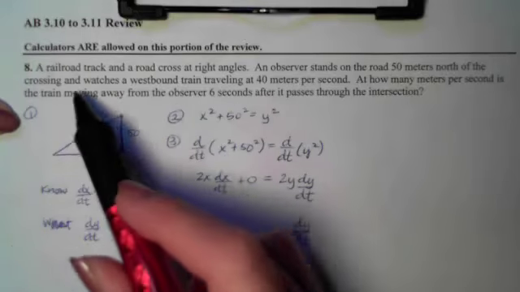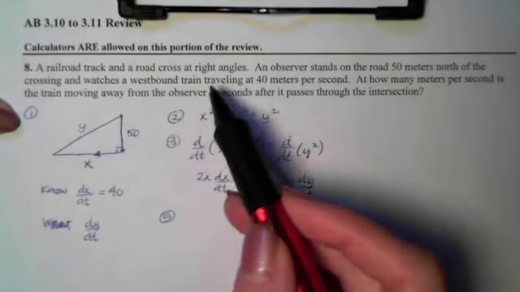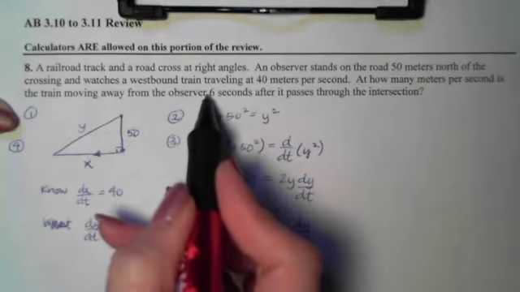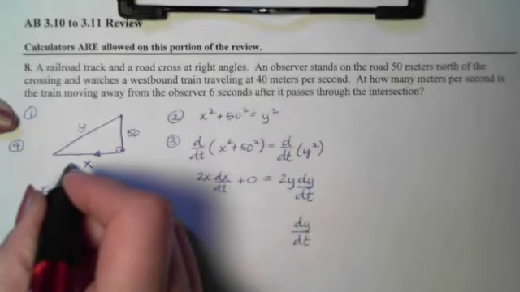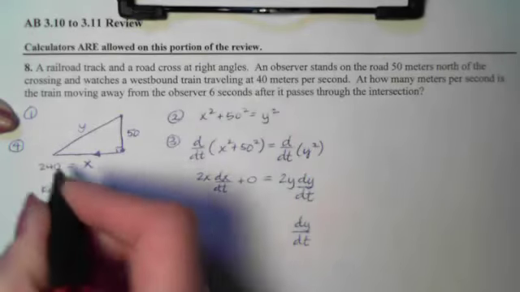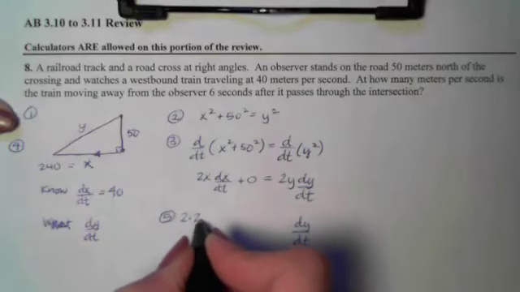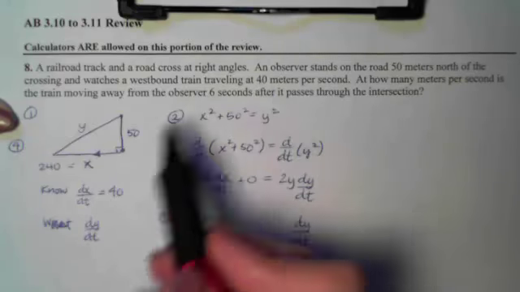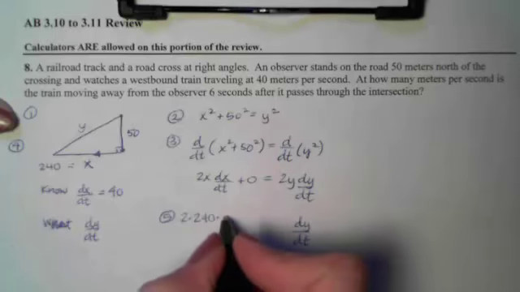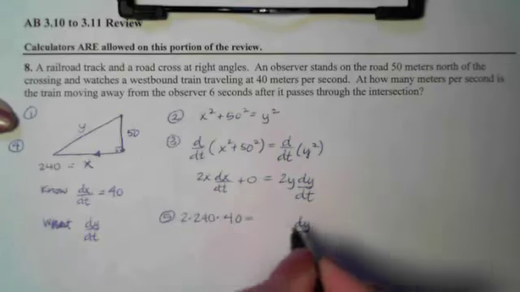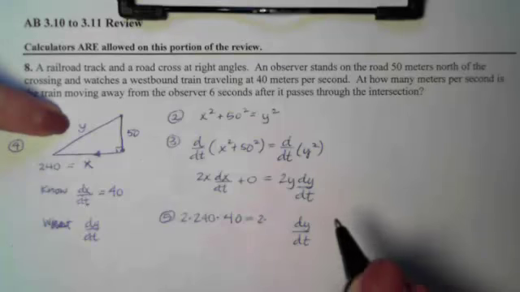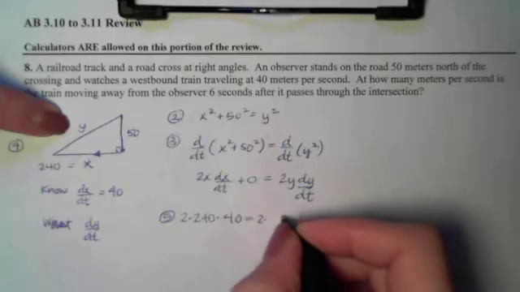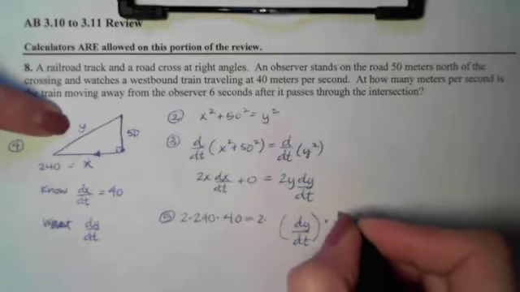So we are told that the train moves away from the observer for 6 seconds. So with step 4, we would label x as 6 times 40. So we know at the instant in time we will have 240 meters as our x. We also know dx/dt, which is how quickly the train is moving, so how quickly that x is changing, and that is the 40 meters per second. On the other side, we need to know what y is. Well, y will be the square root of 50 squared plus 240 squared. So actually I'm going to put parentheses around this and just put the y at the back.